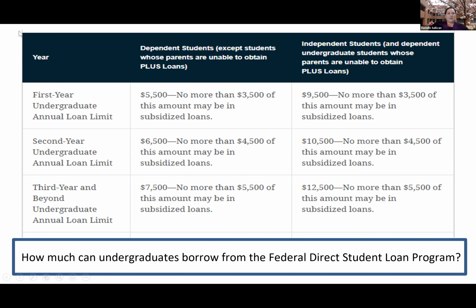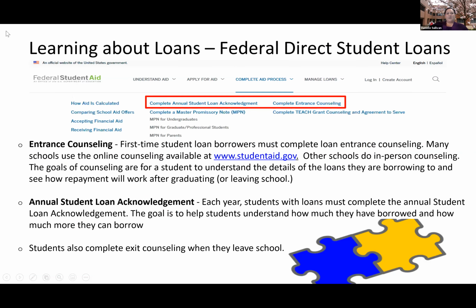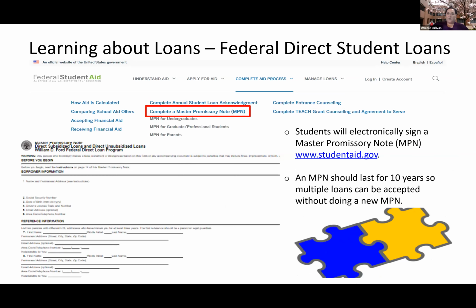So I'd already mentioned the counseling. This is the website where it's at. It's studentaid.gov. And this is where the student would log in and click to complete entrance counseling and their annual student loan acknowledgement. So these are the two things, or the one thing at least, a student will have to do the very first time they borrow loans. And then the annual student loan acknowledgement will be every single year if they decide to borrow loans. And then when they leave school, they have to complete exit counseling. So just know that everything the student needs to do is on studentaid.gov. And this is the master promissory note as well, and a little screenshot of what it looks like. So they do everything through this website.